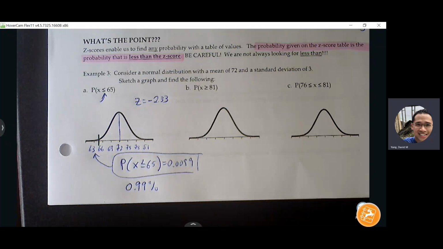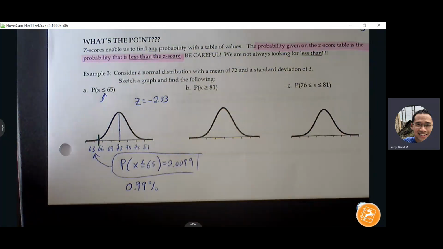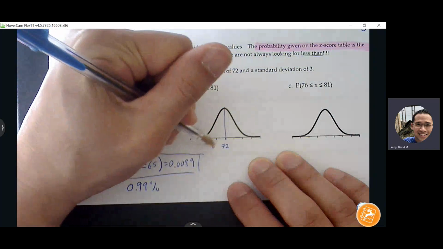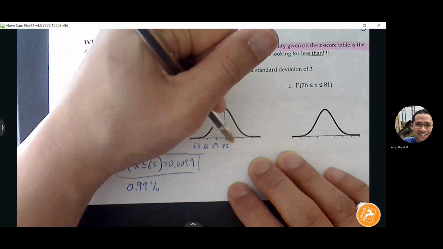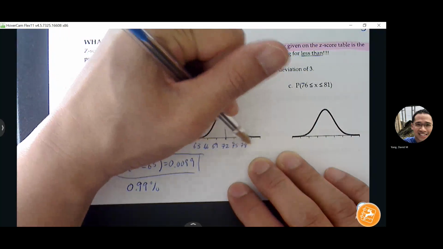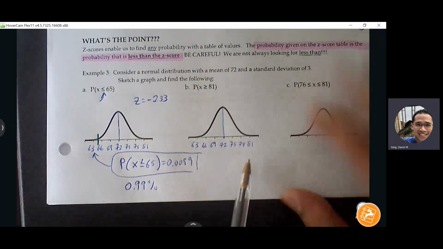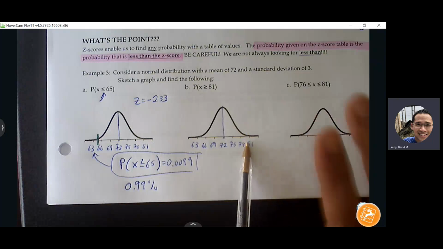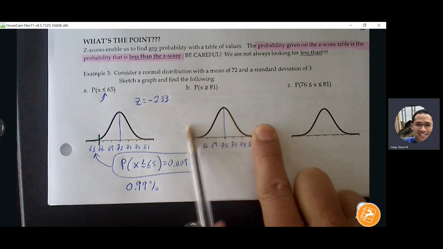Okay. Questions so far? Okay, so for part B, probability of x is greater than or equal to 81. Again, I want to have something so that for now we can have some understanding of what it's giving us. Greater than or equal to 81, we know that's going to be a very, very small percentage, because it's going to be to the right of that 81. But your z-score table is not going to give this part. It's going to give us everything to the left.